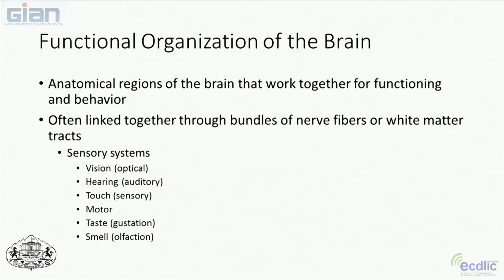We're going to talk a little bit about the sensory systems, because a lot of the brain is devoted to processing senses and integrating them together to create an environment that makes sense to us. So we're going to talk about vision and the optical system, hearing, which is the auditory system, touch, which is the sensory system, and with touch sort of goes the motor system. And we're going to talk about taste, which is called gustation, and smell, which we talked a little bit about, which is the olfactory system.